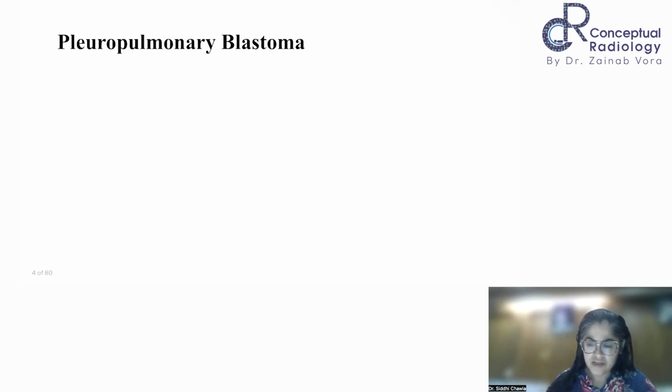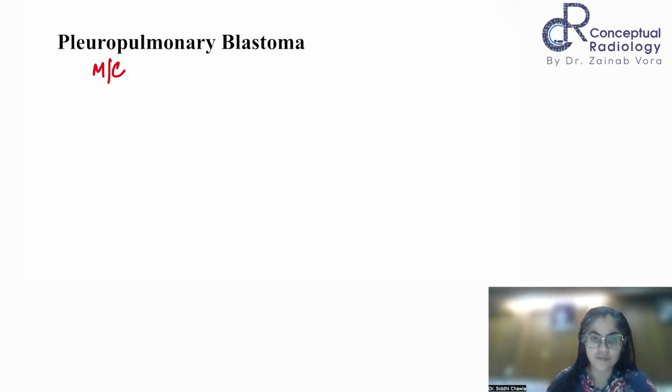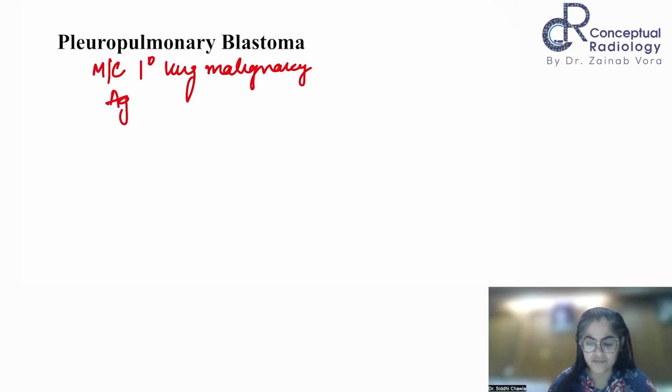So coming to the pleuropulmonary blastoma. What do we know about the pleuropulmonary blastoma? It is the most common primary lung malignancy that is seen in children, right? The most common age group that we see is less than 6 years of age.